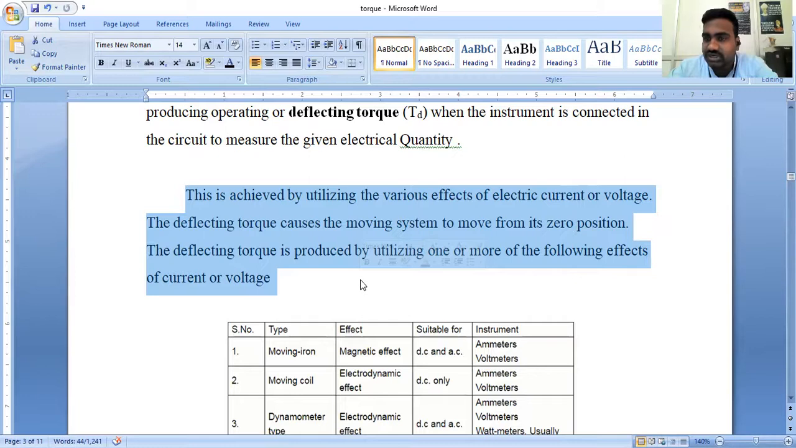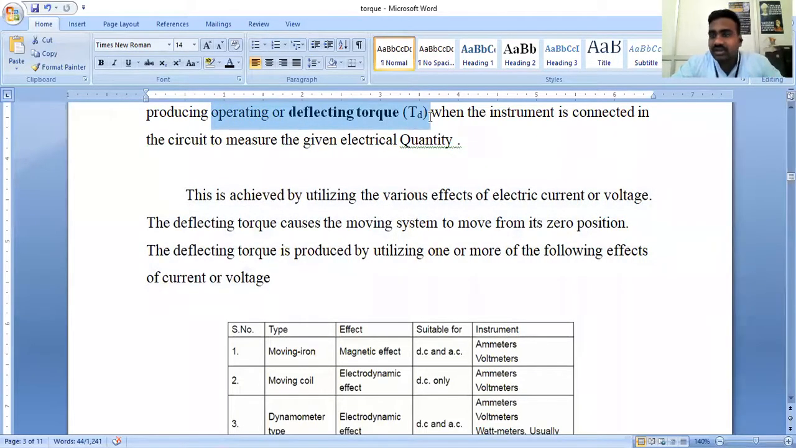is called deflection torque. Okay, that means the initial movement of the needle to read a certain amount of current in an instrument is handled by the deflecting torque, which is represented by the term T suffix D. T in the sense of torque, capital T in the sense of torque. D is represented with respect to deflection. Deflecting torque is represented by the term capital T suffix D.